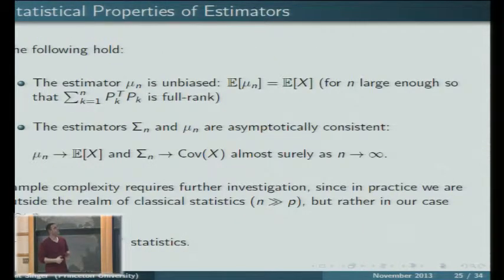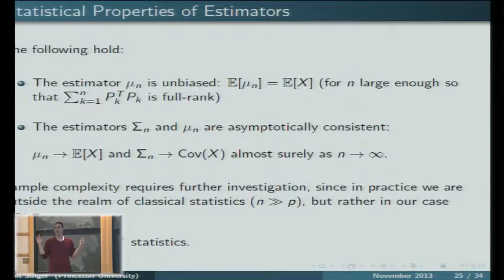Okay, so some basic things that we can prove. For example, the estimator for mu n is unbiased. If n is large enough and this is invertible, then it's unbiased. More importantly, both sigma n and mu n are asymptotically consistent. That is, when n goes to infinity, both mu n and sigma n just converge to their population counterparts, to the true mean and the true covariance. So that's great. The more images you give me, I'm getting closer and closer to the true value.